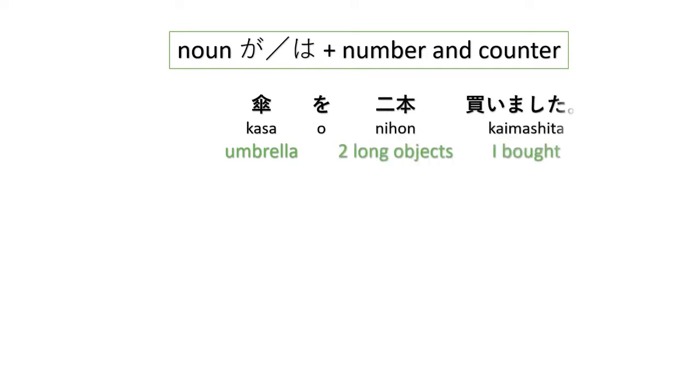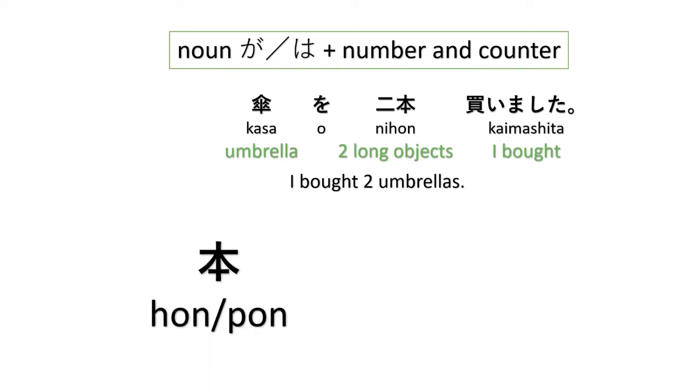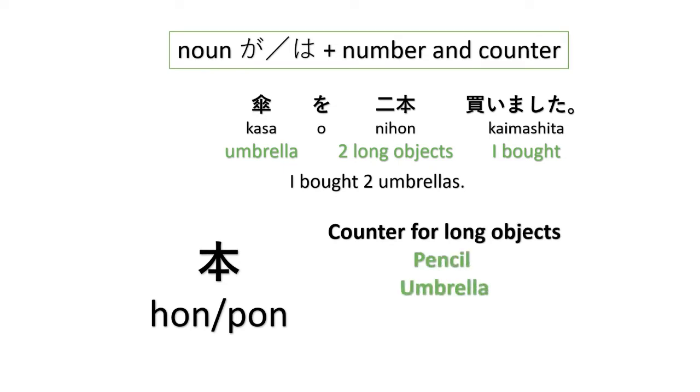Kasa o 2本買いました. I bought 2 umbrellas. Okay? So here, hon, the kanji for book, is used when we are counting long objects. So it is pronounced as hon or pon depending on the number. And this counter is used for pencil, umbrella, and movies, and also bottles. Okay?